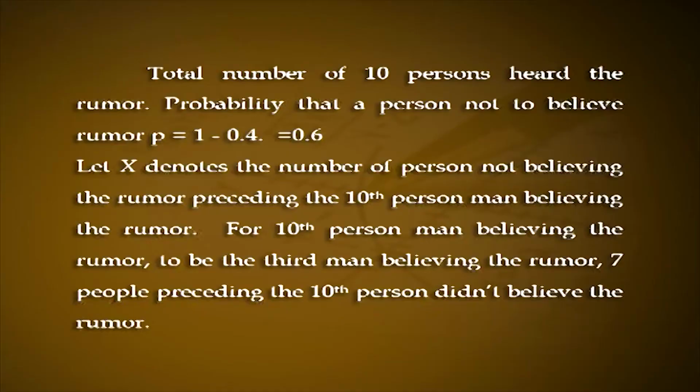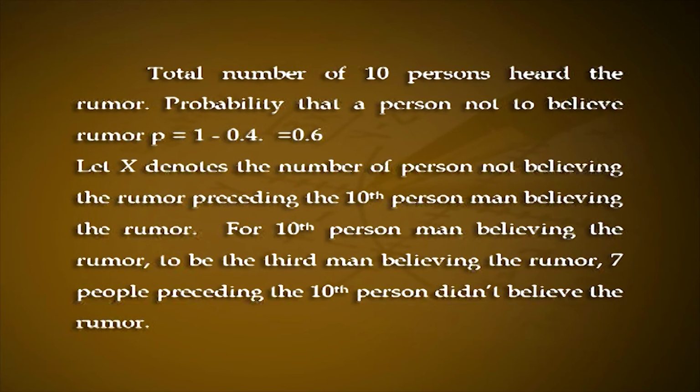Solution. Total number of 10 persons heard the rumor. Probability that a person not to believe rumor p equal to 1 − 0.4, that is 0.6. Let x denote the number of persons not believing the rumor preceding the 10th person believing the rumor.